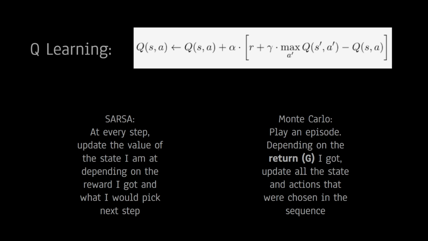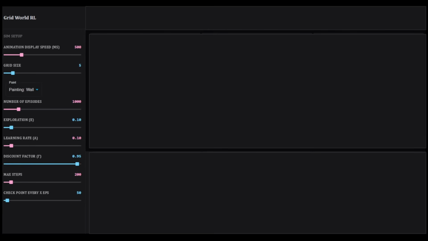TD meaning temporal difference learning, and it just waits till the end of the episode before it updates its values. The TD algorithms, however, Q learning and Sarsa, they update at every step. So they're kind of updating as they're going along. So then I built a website where the agent's training can be visualized.